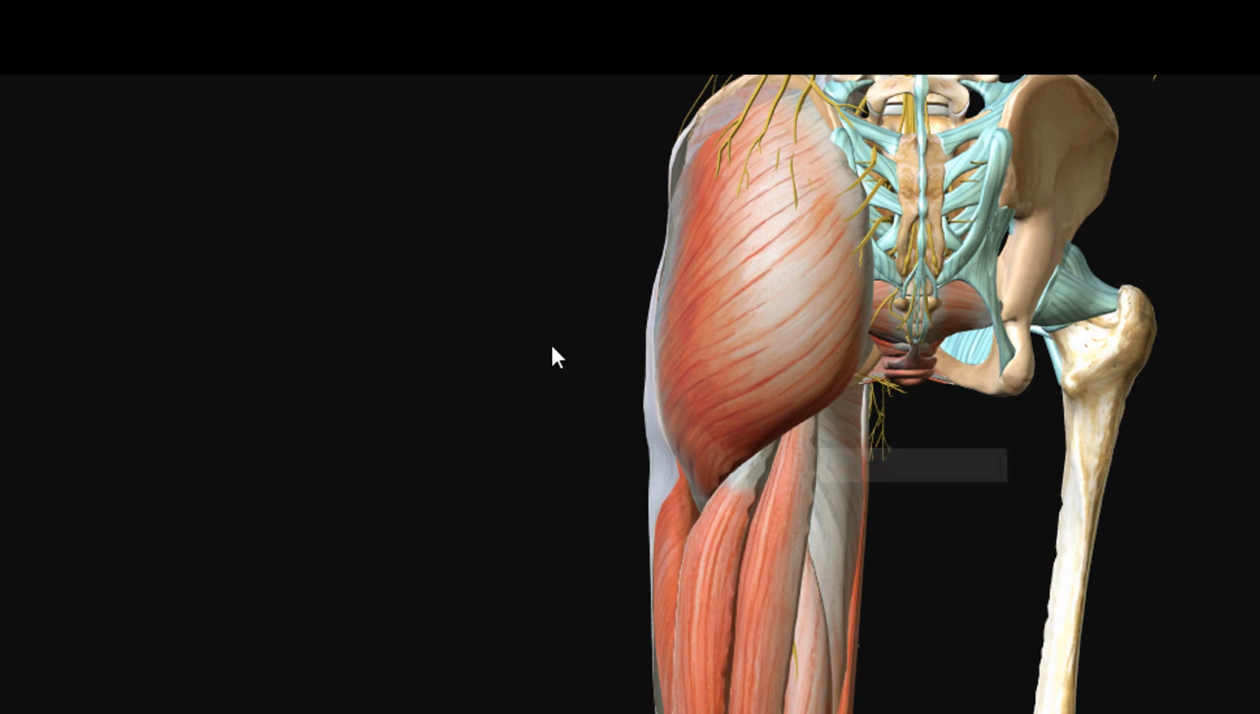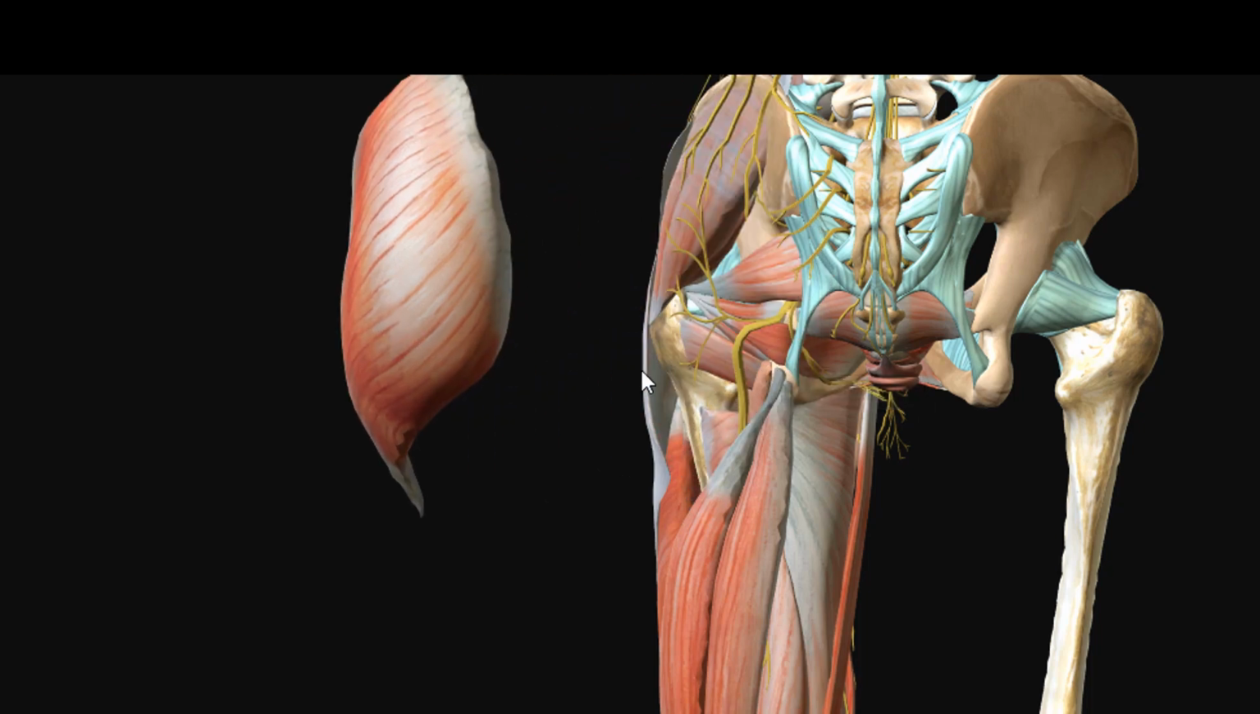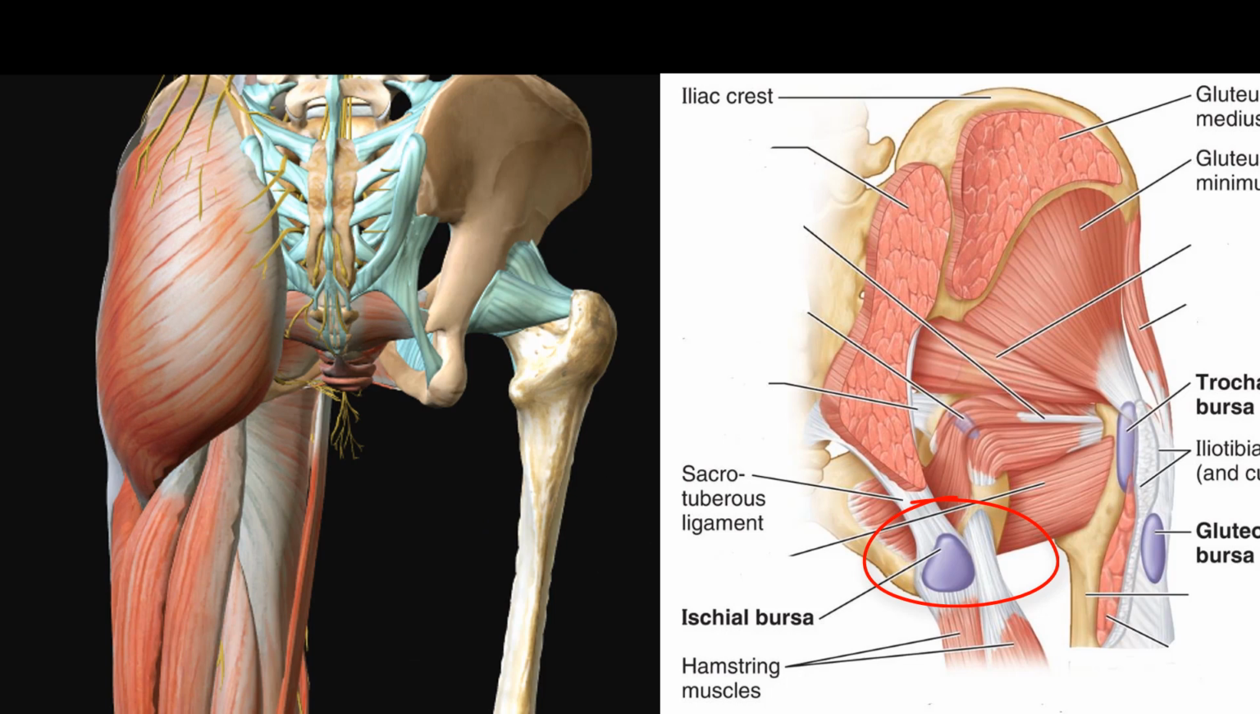Now you don't sit on your gluteus maximus. When you sit or flex the hip, it starts to move superiorly, so that what you actually sit on is the ischial tuberosity, covered by a small bursa and some fat. So you don't sit on your gluteus maximus.